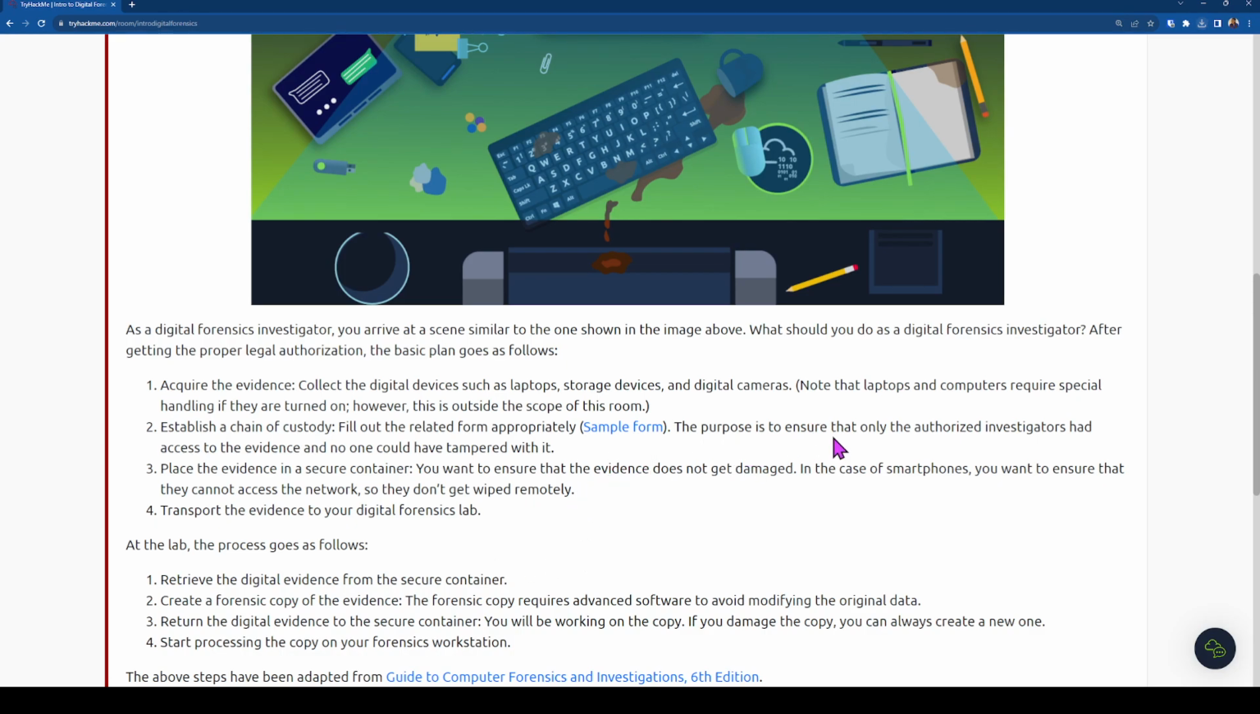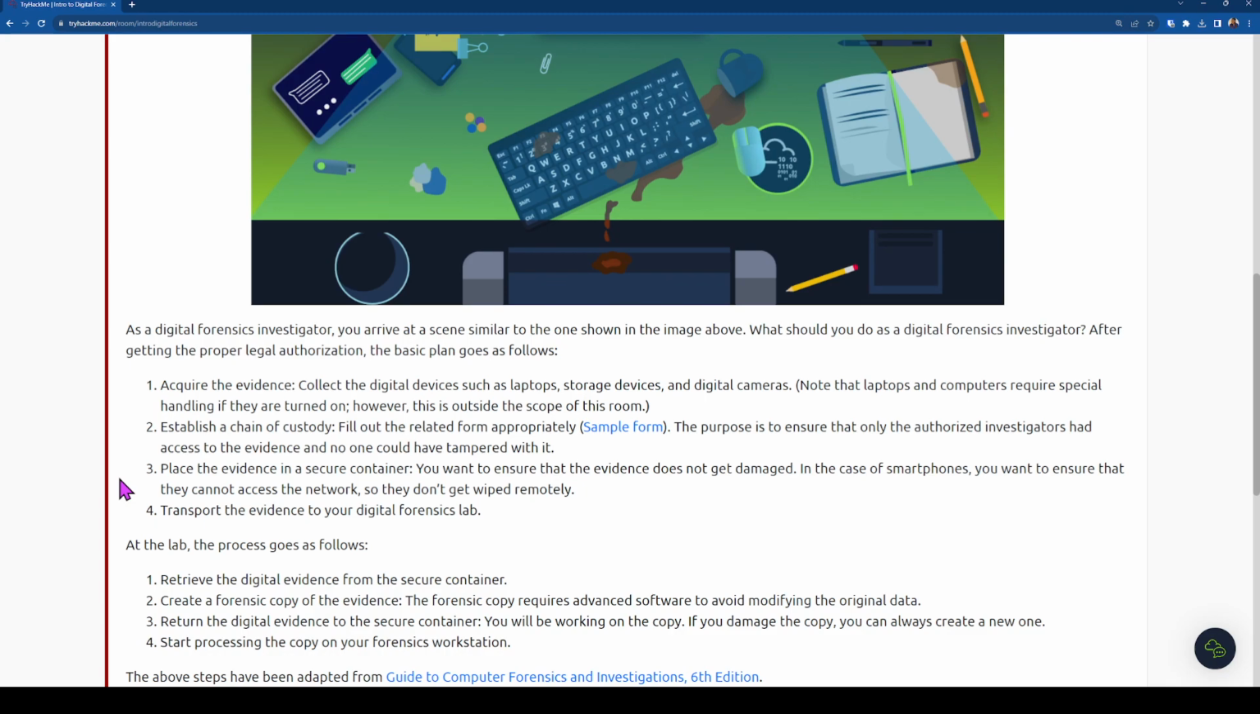The purpose is to ensure that only the authorized investigators had access to the evidence and no one could have tampered with it. This is very important to ensure that everything is there and it's still how it was when you got it.